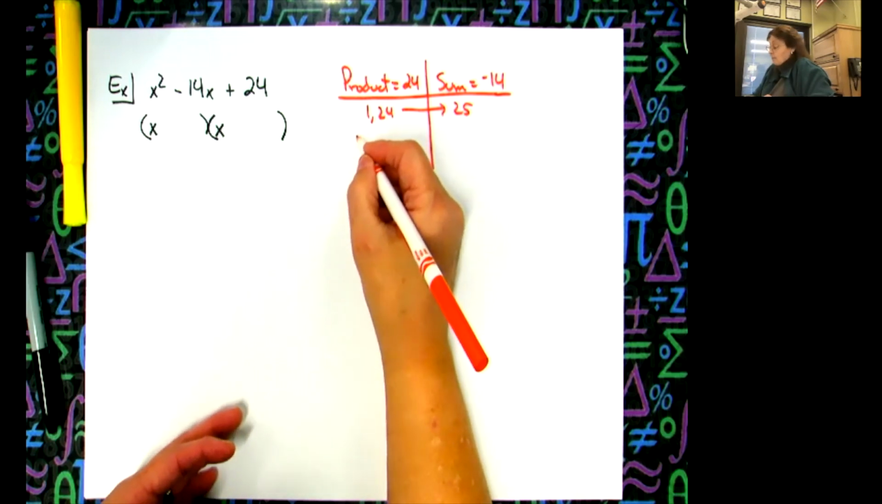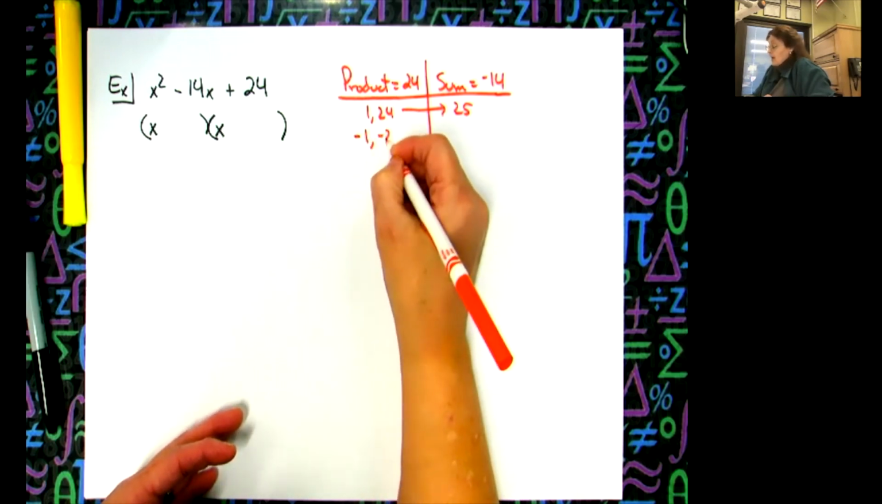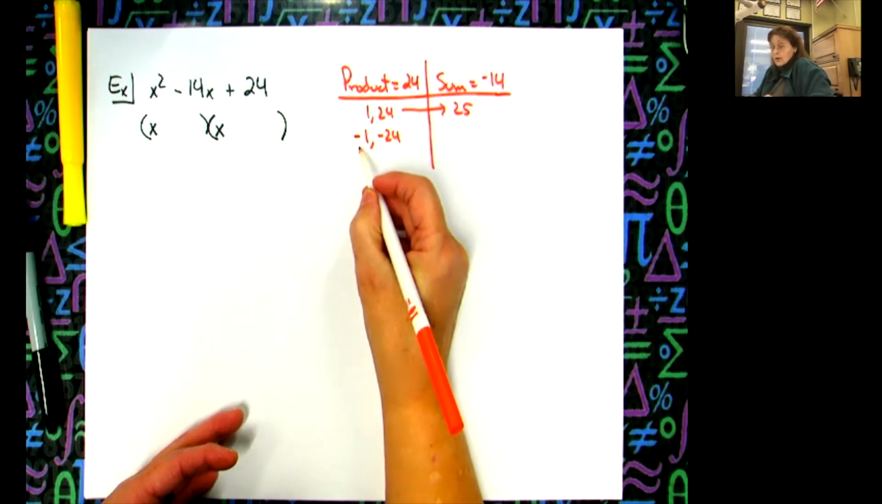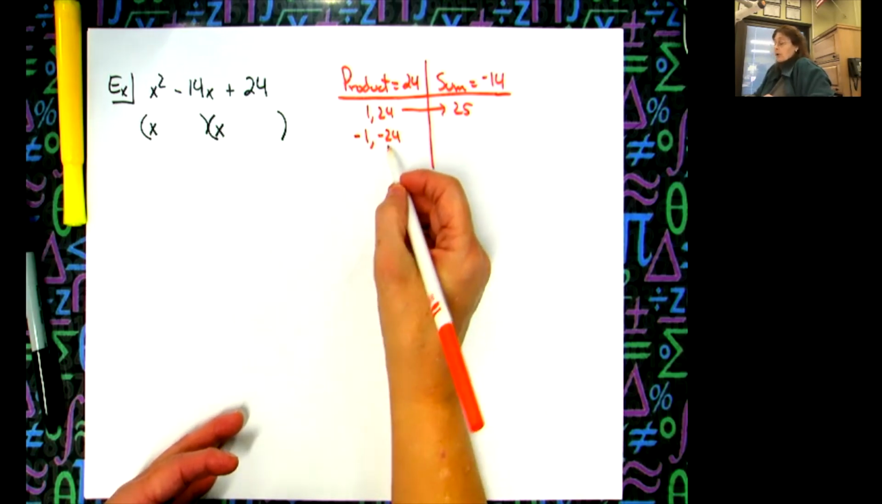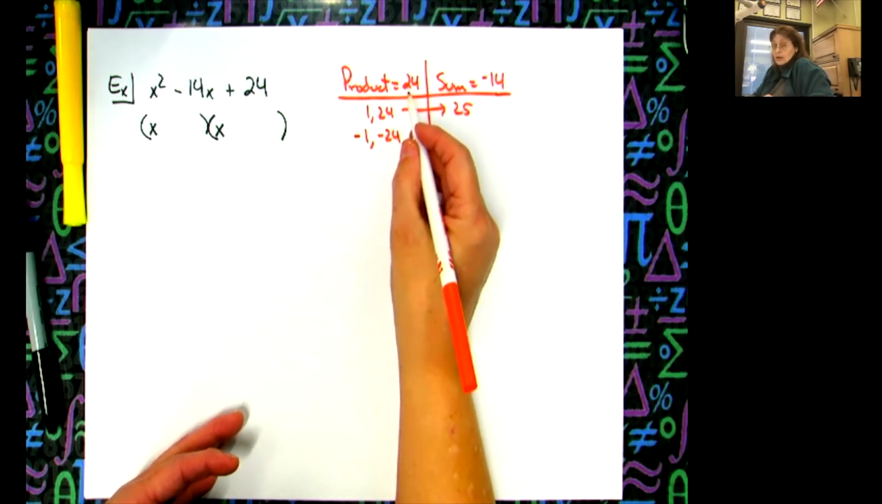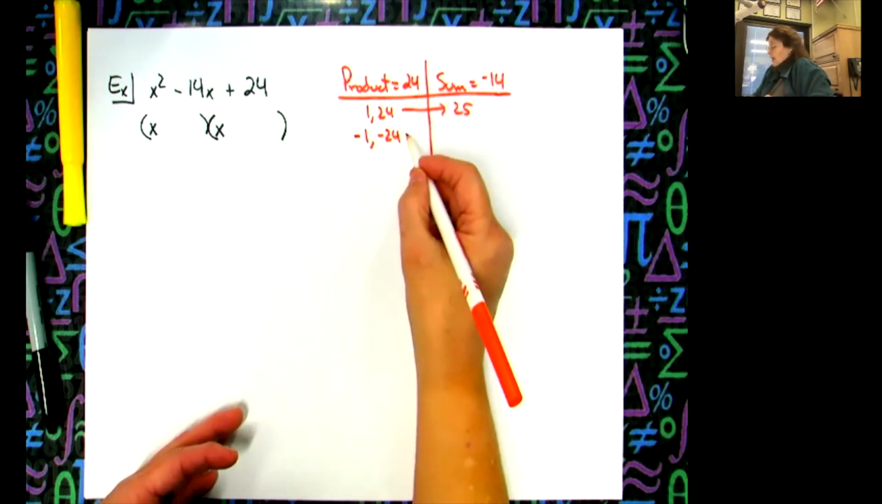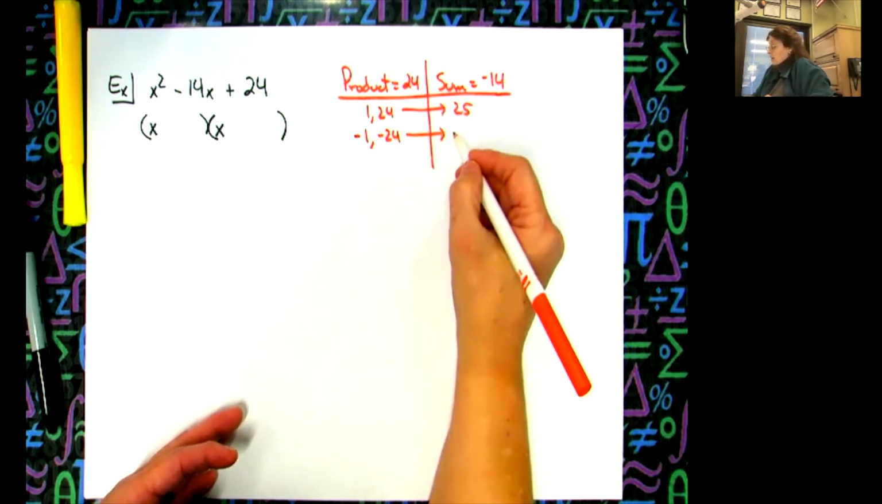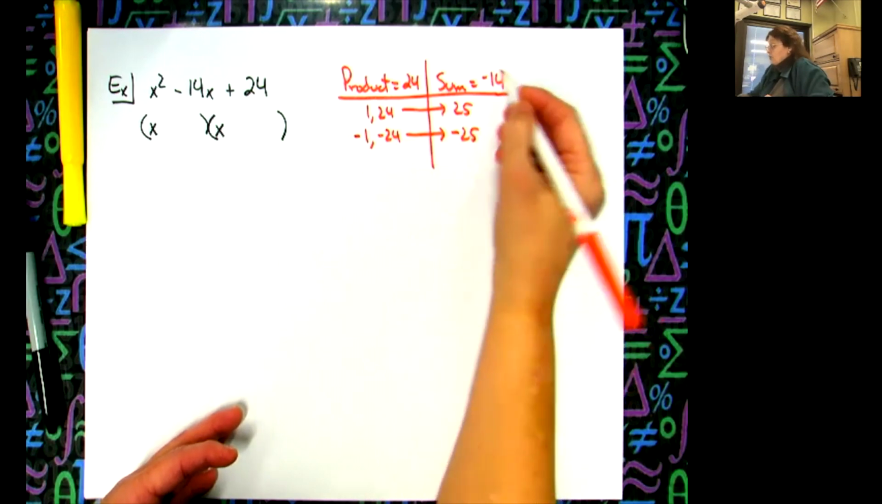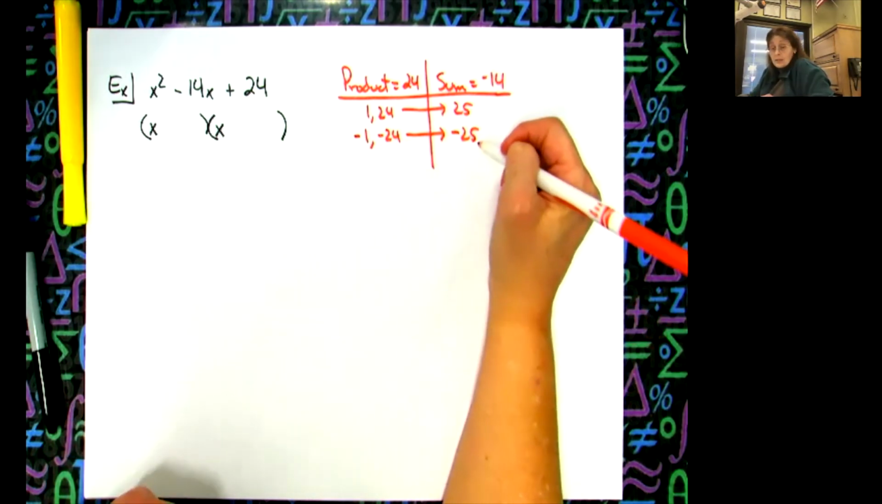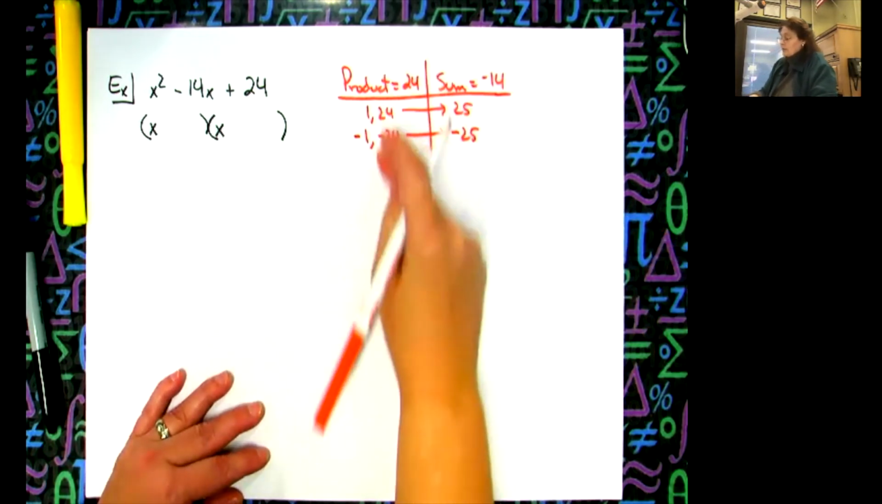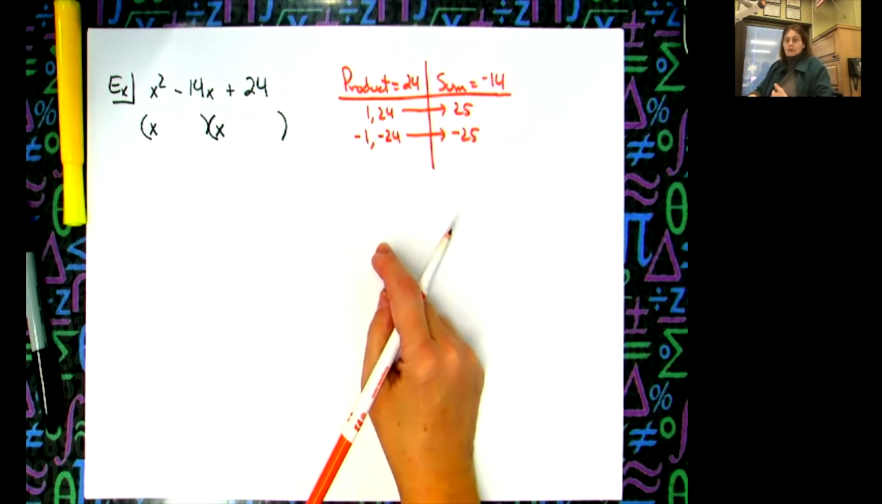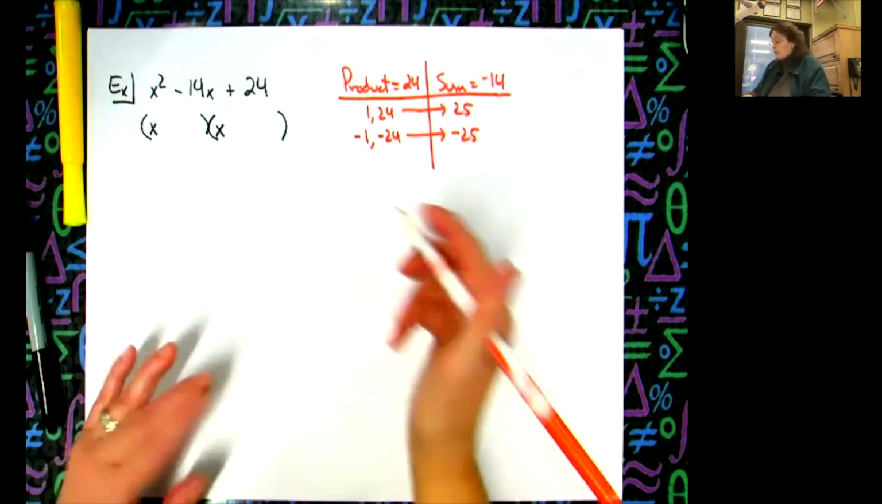So stop and think about this. If I did negative 1 times negative 24, that gives me the positive 24, which is what I need. But when I add, I get a negative 25, which is not the number I need, but at least it's negative. So when I list my factors, don't take the time to list positive ones. Fit them the way you need them to be.